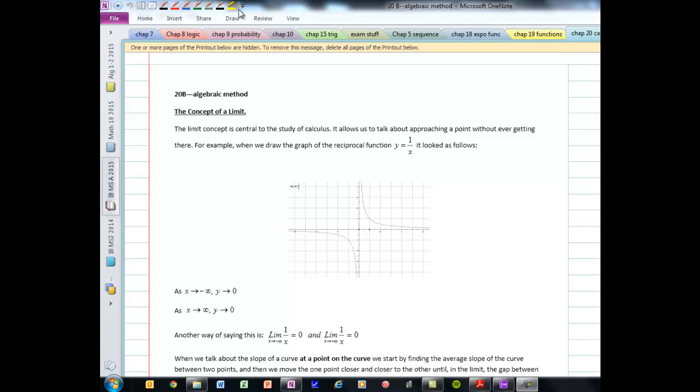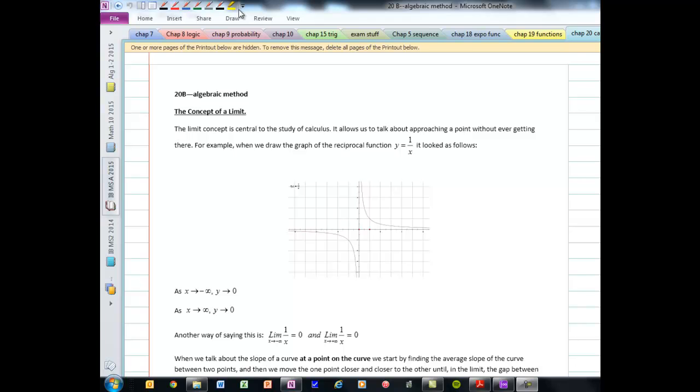This is for IB Math Studies 2, Chapter 20B, and we're going to learn about the concept of a limit and how to find it algebraically. If you read along with me on the packet that I gave you, the limit concept is central to the study of calculus. It allows us to talk about approaching a point without ever getting there.